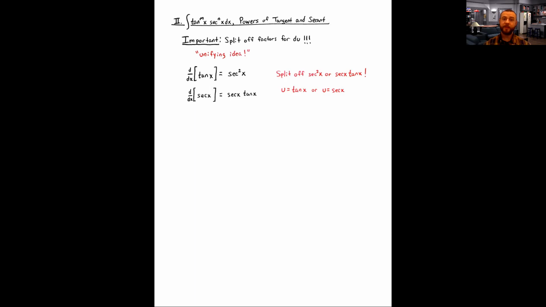Here we work backwards. If we split off a secant squared for du, the u should have been tangent. If you split off a secant x tangent x factor for du, your u should be secant x. So notice how it all fits together with our unifying idea, provided you're comfortable with these more obscure trigonometric derivatives. But if you've been going through the calculus sequence with your Calc 1 course pretty recently, these probably are pretty familiar to you.